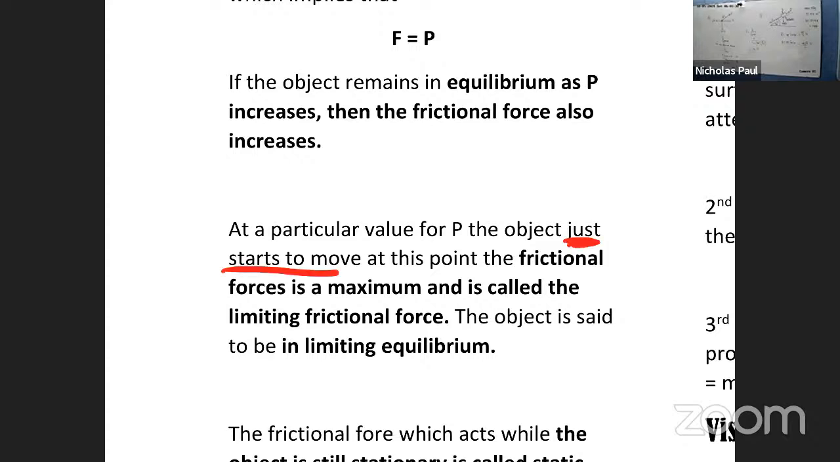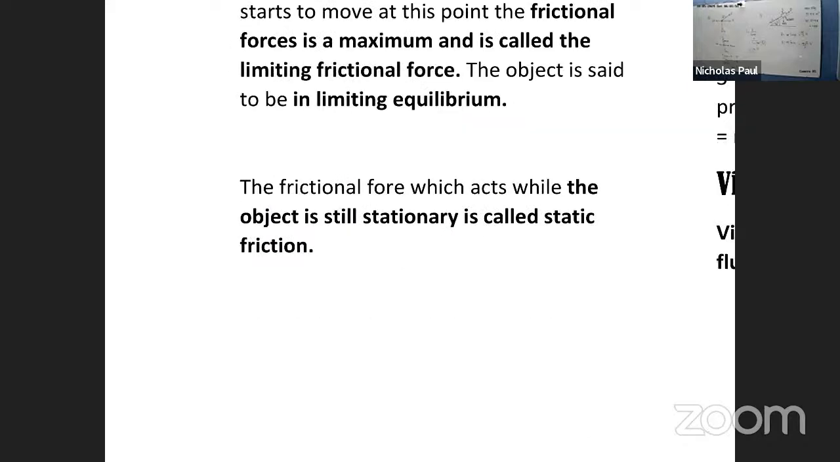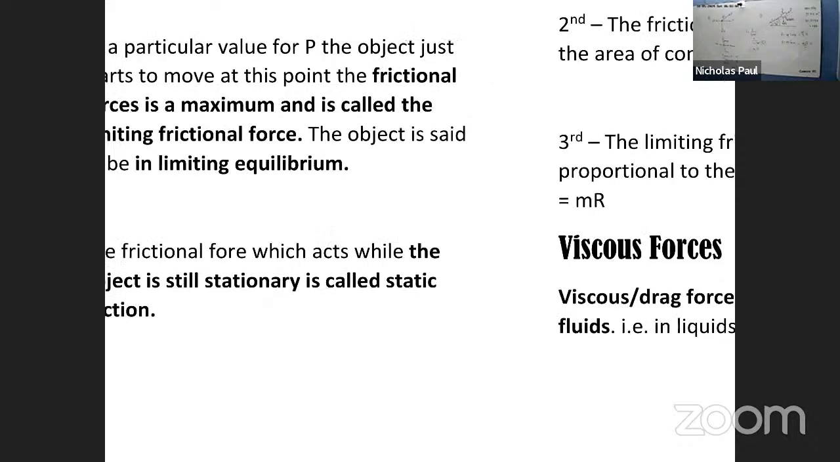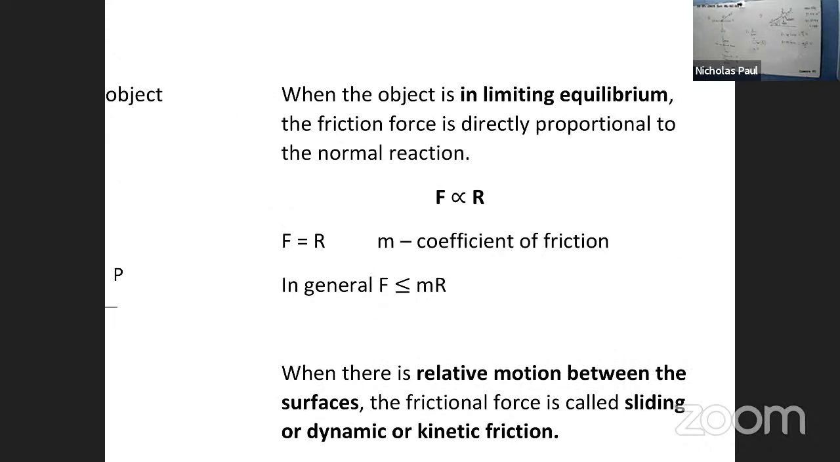The object just starts to move. At this point, the frictional force is a maximum and it's called the limiting frictional force, right? The frictional force will not go beyond that value, and the object is said to be in limiting equilibrium. The frictional force which acts while the object is still stationary is called static friction. When the object is in limiting equilibrium, F is proportional to R, and I have a little mistake here: F is equal to mu R. So at limiting equilibrium, F is equal to mu R.